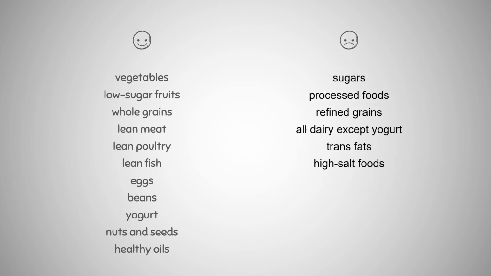In this diet, you would avoid sugars, processed foods, refined grains, all dairy except yogurt, trans fats, and high-salt foods. After 2 p.m., no fruit or starchy carbohydrates are permitted, because Dr. Moreno believes the body will not use them as readily for energy and will instead store them as fat.